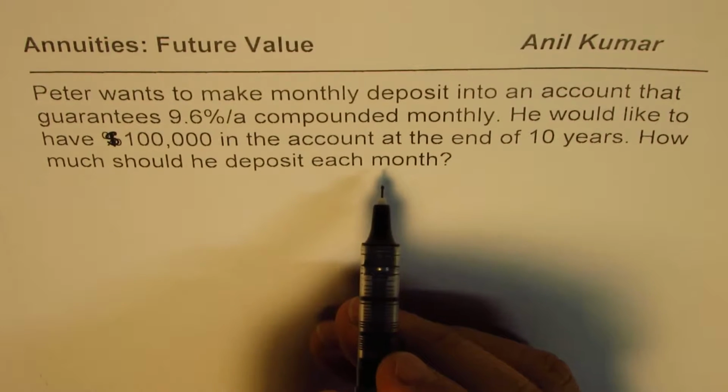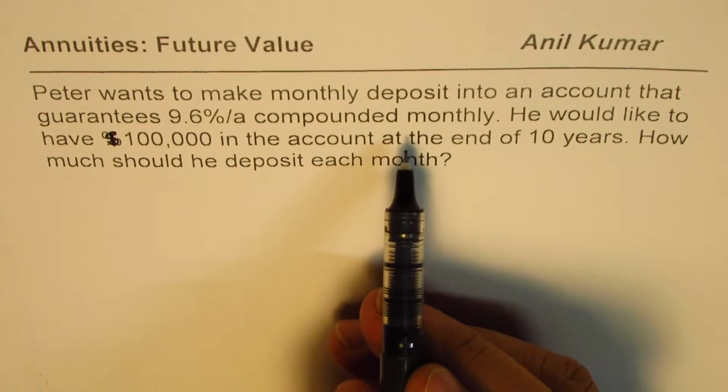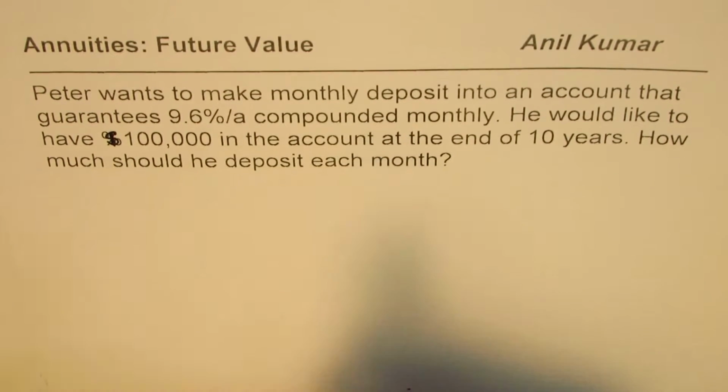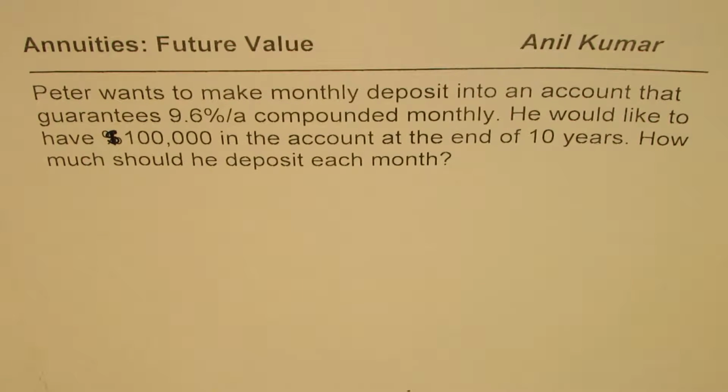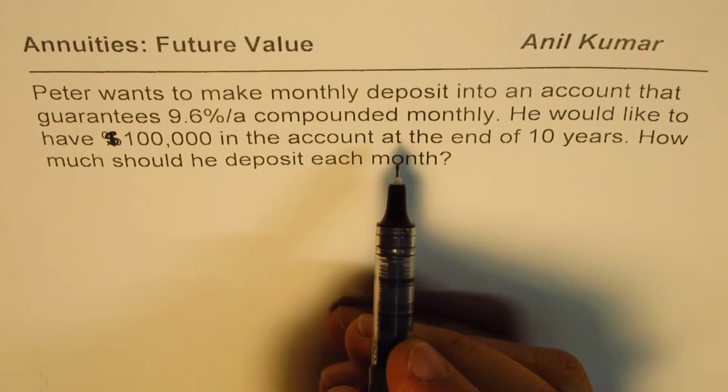Now, this is a case of a simple annuity where regular payments are being made at a regular interval and the payments coincide with the compounding period, right? So that is a simple ordinary annuity.